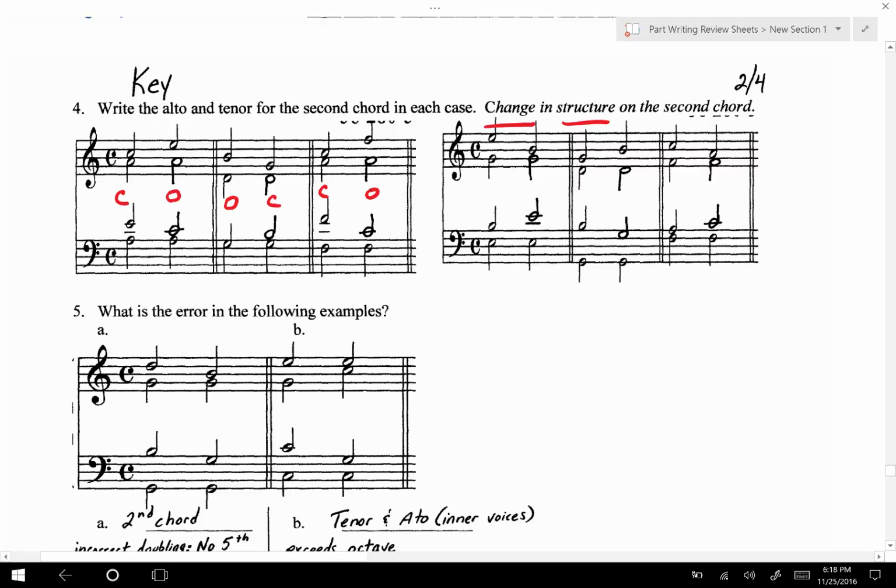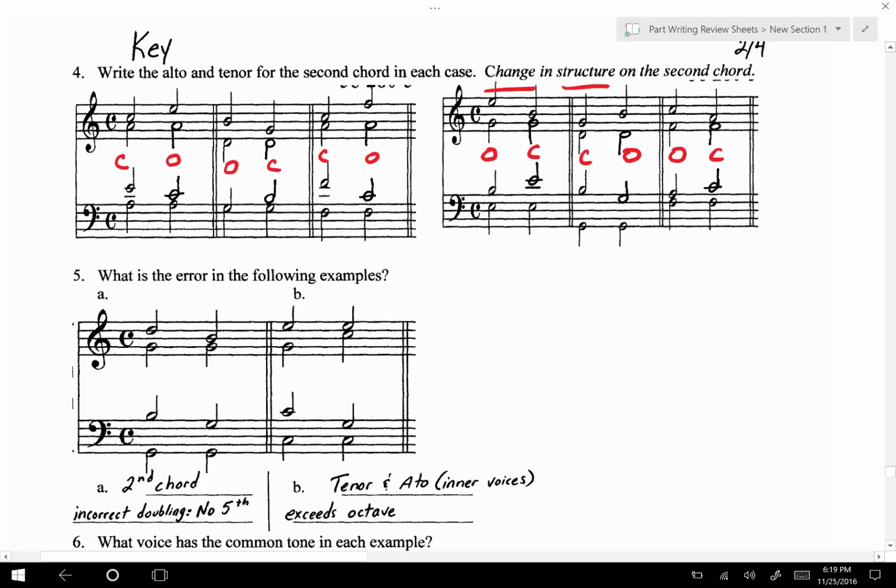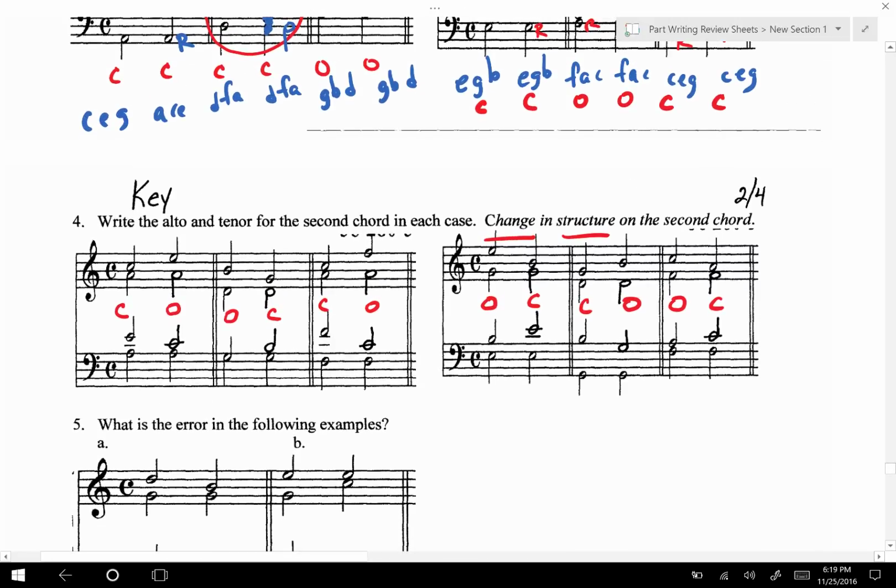Over here, in the next set of 3 measures, we have open to close, close to open, open to close. Then you can realize your triads, which I'm not going to do at this point because by this point we should be professionals at this, and just make sure that you've doubled the root in every case. So check your answers to that.